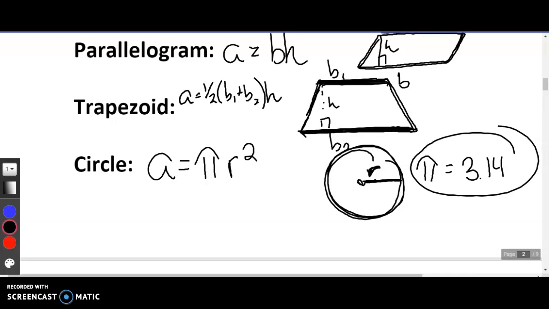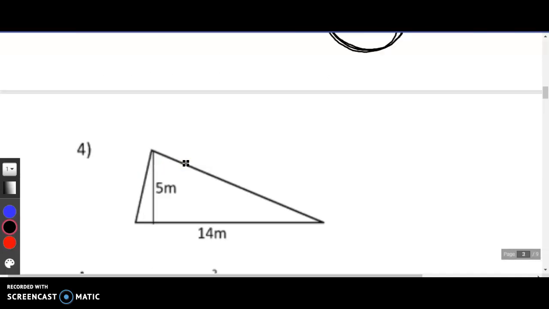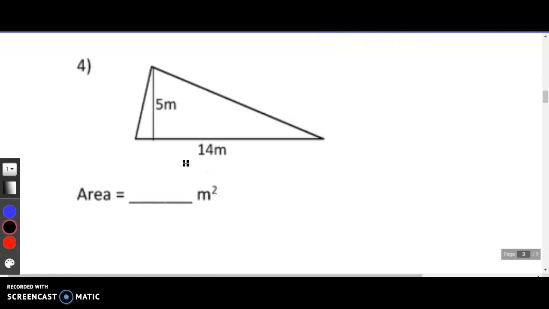And anytime you average two numbers, you add the two numbers together and you divide by 2, or multiplying by half is the same thing. Okay? So all you have to do is really the average of the bases times the height, and that will give you the area of your trapezoid. The reason why we're going through these is because we need these for volume.